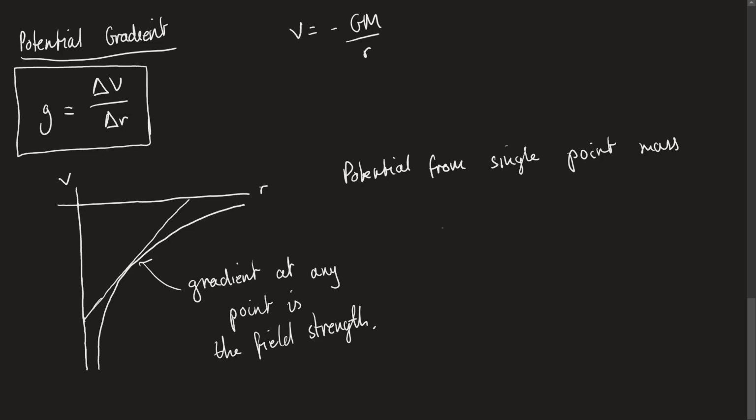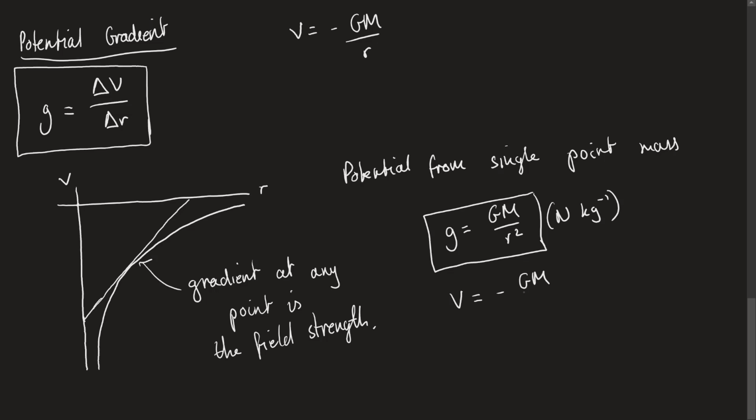Now in summary, the important things that we need to know is that g can be written as Gm over r squared. Because we defined it as being force per unit mass, it needs to be measured in newtons per kilogram. And then we said that the potential is minus Gm over r, and that needs to be measured in joules per kilogram, and that the gravitational field strength is a vector, and the gravitational potential is a scalar. This is everything you need to know about gravitational field strength and gravitational potential.